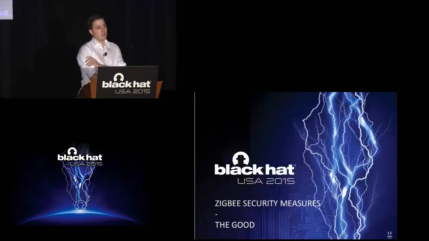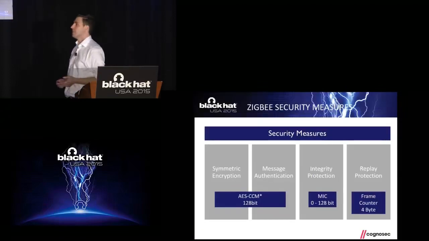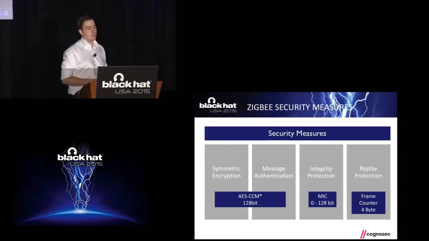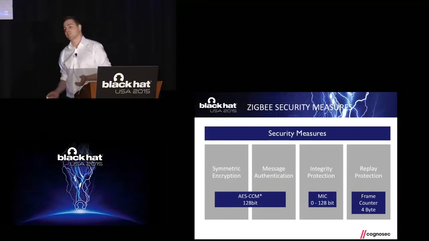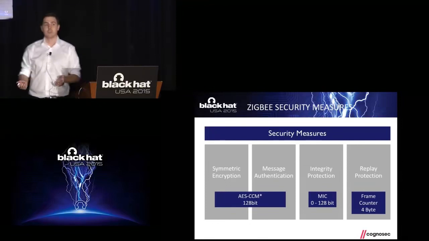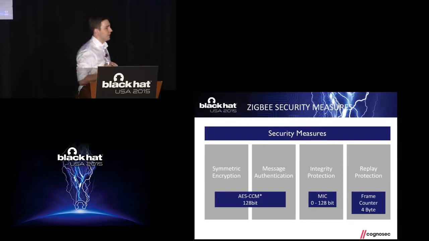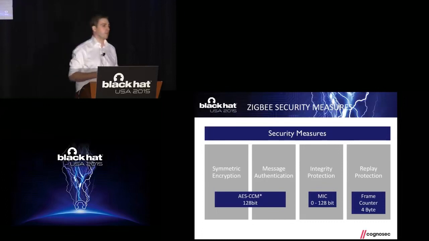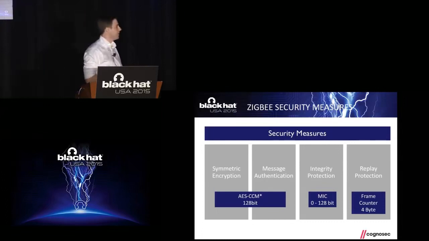So now let's dig into it. What security measures are provided by ZigBee? At first look, it's quite good. They're applying symmetric encryption, message authentication, integrity protection, and replay protection. What they're also doing well, in my opinion, is that they're not doing their own cryptography. They're using AES and CCM mode with a 128-bit key, which I think is appropriate for the kind of devices.